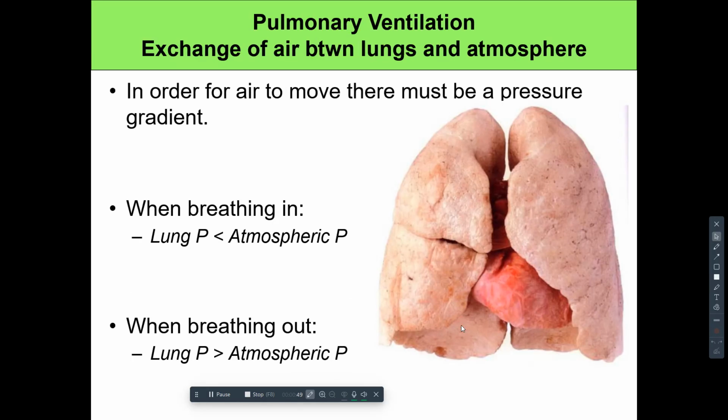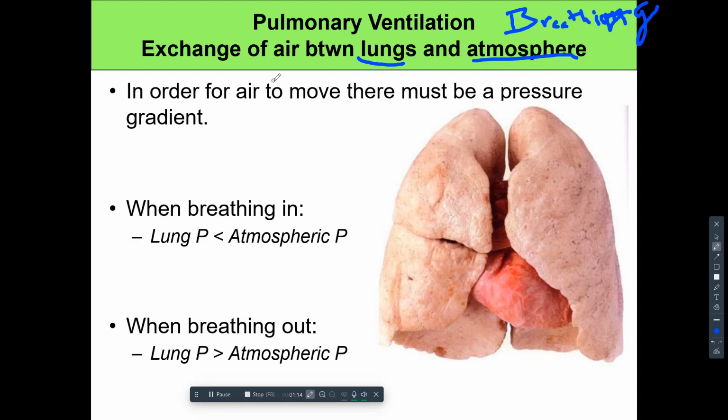So let's start talking about pulmonary ventilation. Pulmonary ventilation is basically just a fancier way of saying breathing. And if we are breathing, we are exchanging air between our lungs and the atmosphere.